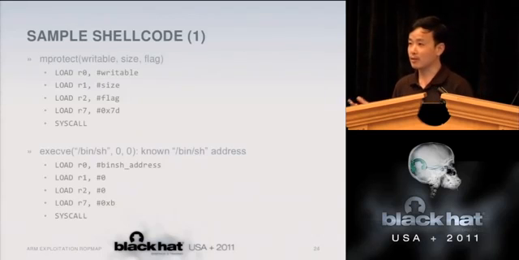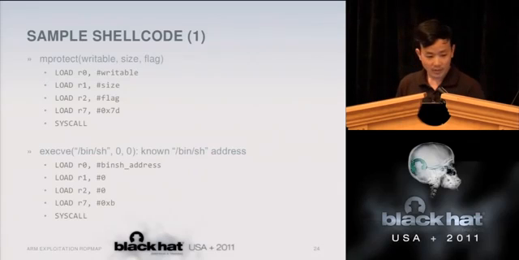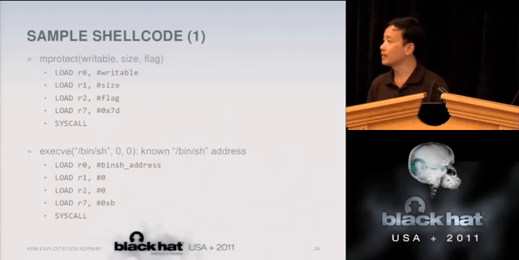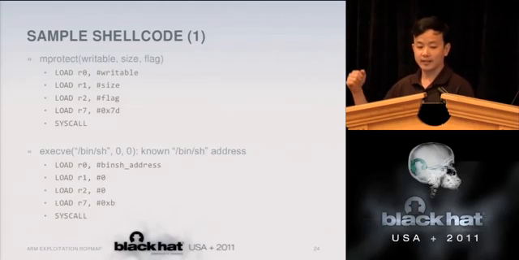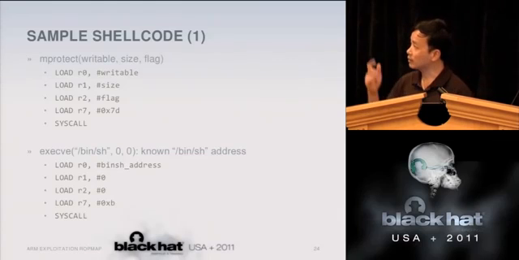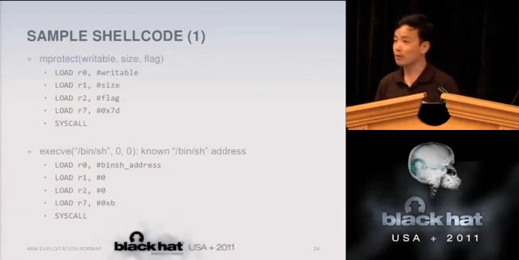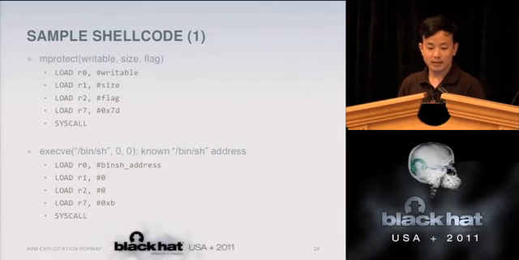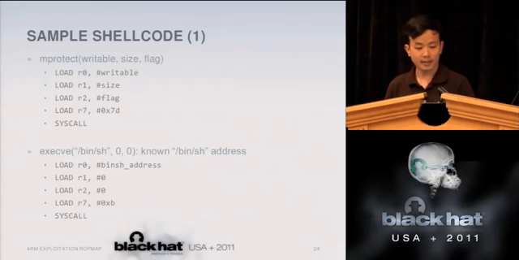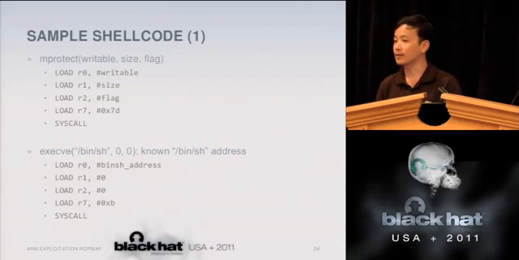Now, how do we write shellcode in our defined intermediate language? Here we have some simple shellcode. For example, to call mprotect on a writable address with the size and with the flag. On ARM architecture, it is equivalent to loading register 0 with the writable address, register 1 with the size, register 2 with the flag, and register 7 with the mprotect syscall number, here 7D in hex, and then it's a syscall.